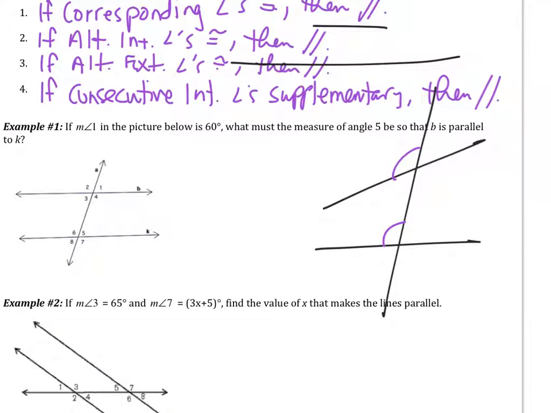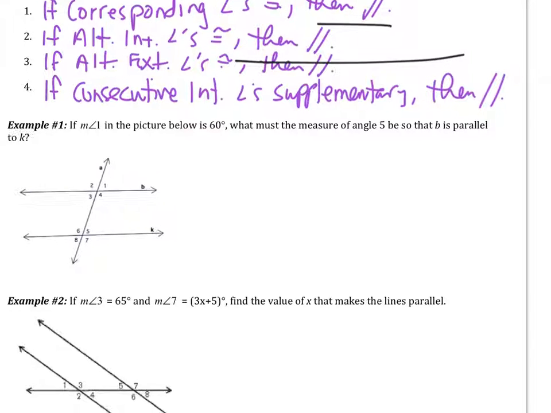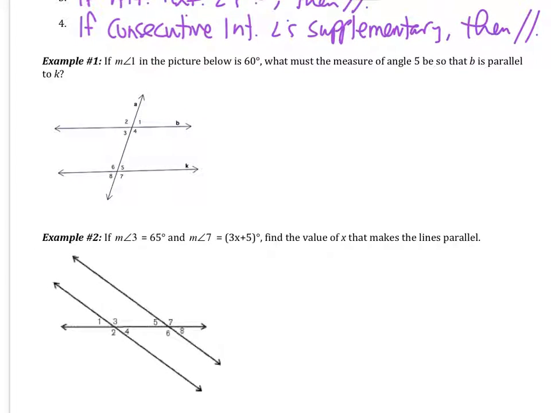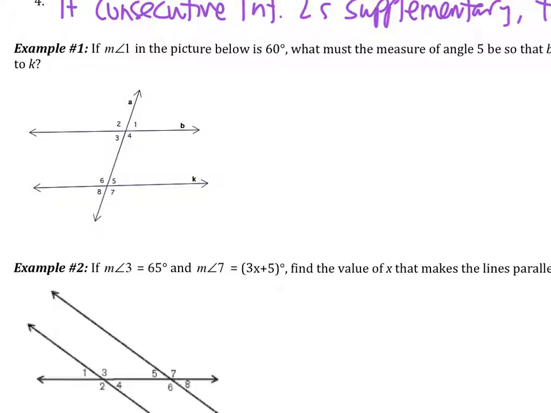All right, so let's go on to example number 1, okay? In the picture, the measure of angle 1 is 60 degrees. What must the measure of angle 5 be so that line B is parallel to line K? Everybody agree 60? So if this is 60, this is 60. Okay? And so that's using the idea that if corresponding angles are congruent, then the lines are parallel. Okay? That means those 2 numbers have to be the same.